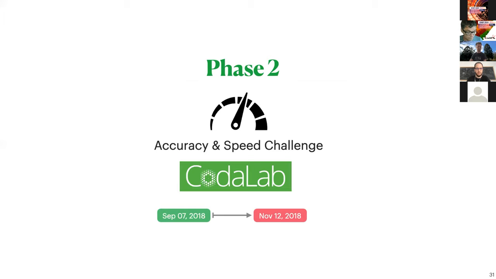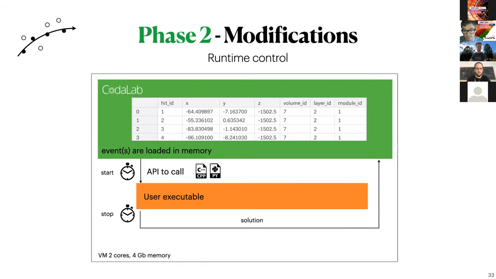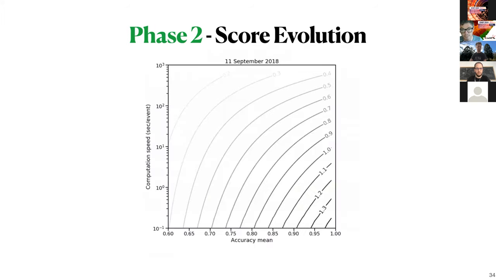Now let's move to the second phase, which was repeating this challenge, but looking at the speed of the algorithm as well. For this, we augmented the score we had in the first phase with an execution time. And to do that, we had to really work with the CodaLab team to create a setup where we basically have the event in memory, have a public API to call for the users, and then measure in a controlled environment the user executable. This is one of the first challenges where this has actually been done.